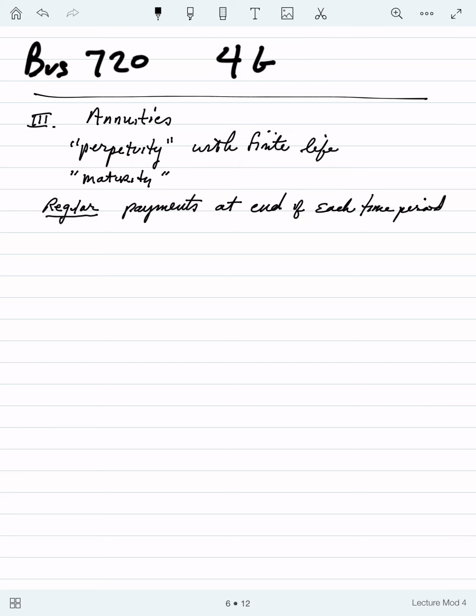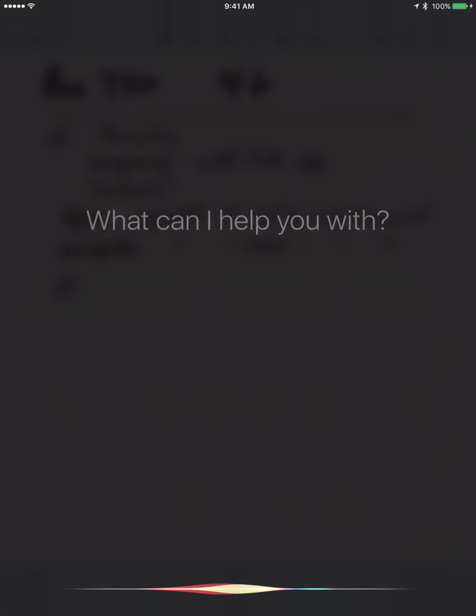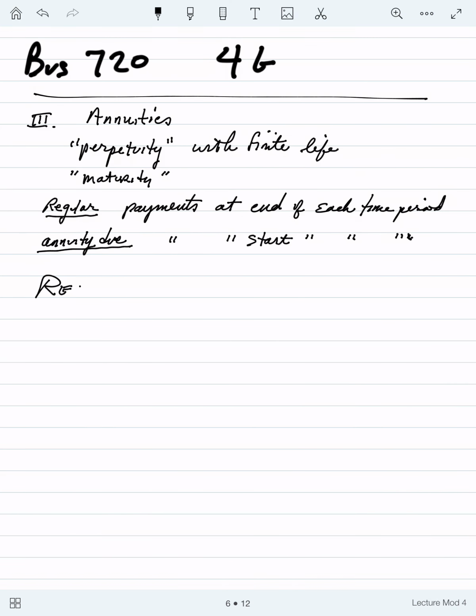To distinguish, there's also the non-regular annuity. This is called an annuity due. There the payments are received at the beginning, at the start of each time period. And let's do regular annuities.